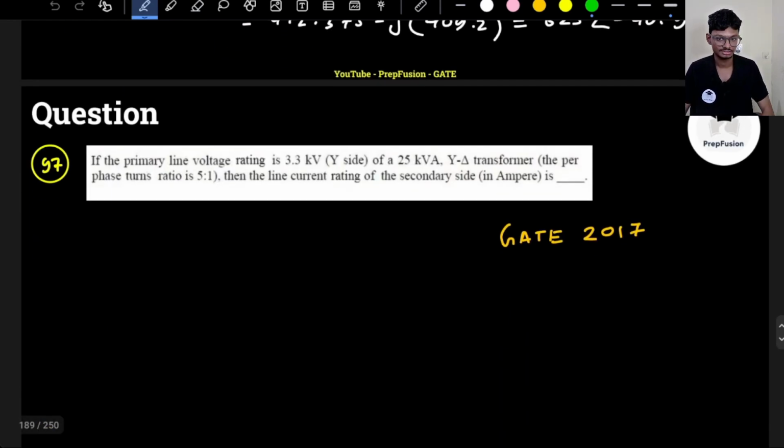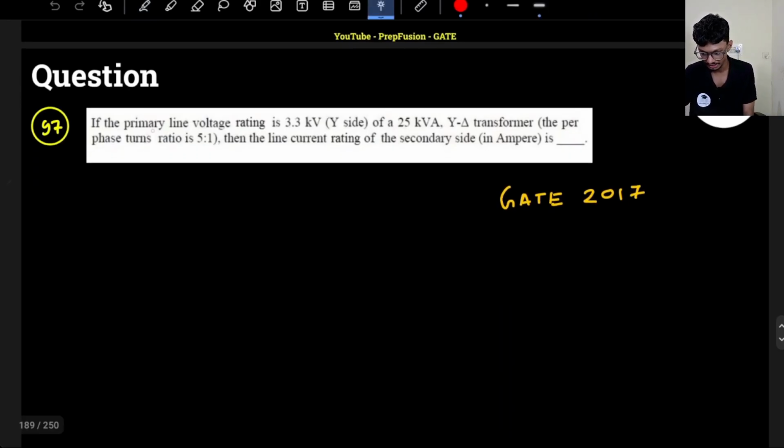So let's solve this next question. If the primary line voltage rating is 3.3 kilovolt star, in the star side the line voltage is 3.3 kilovolt, of a 25 kVA transformer star delta, the per phase turns ratio is 5:1, then the line current rating of the secondary will be. So they are asking what will be the line current rating of the secondary. There are two ways to solve. Either you find out the line current rating of the primary and then refer that to the secondary. Or you can directly find out the line voltage of the secondary, and from that also you can find out the line current rating. I will solve using both ways.